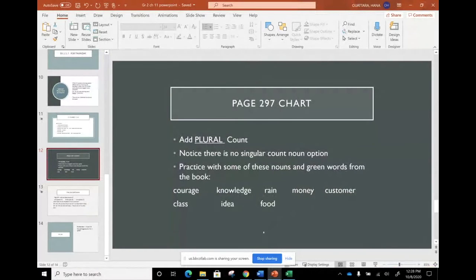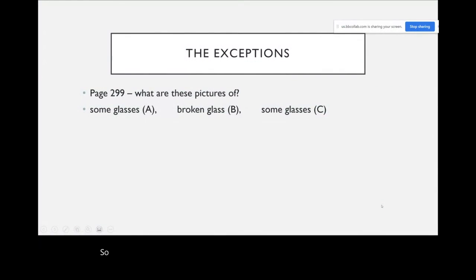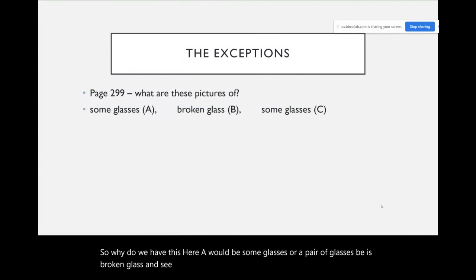Okay, what about picture C at the bottom of the page? Two glasses. Can we say one glass and two glasses? Yes, that's correct. So A would be some glasses or a pair of glasses. B is broken glass. And C is some glasses.